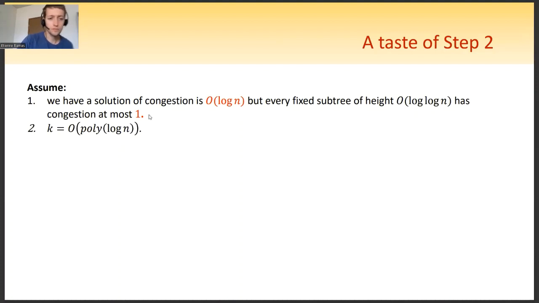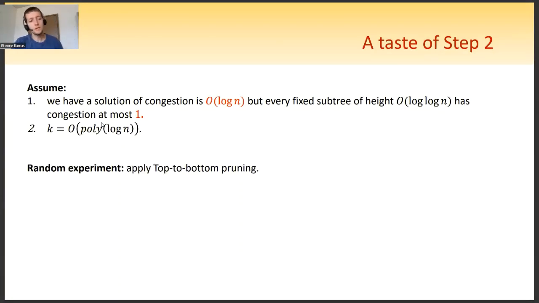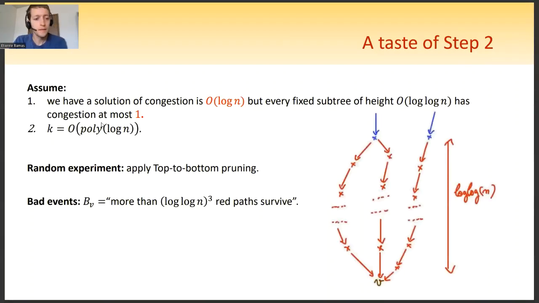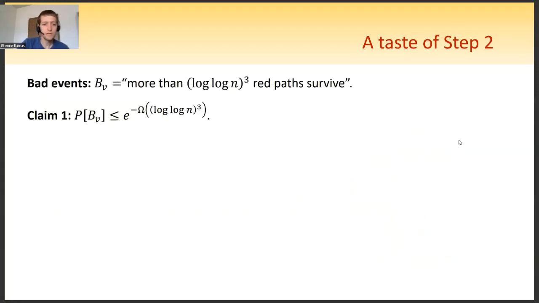And let me also assume that the K degree is polylogarithmic. Then I want to apply Lovász local lemma, so my random experiment will be the top to bottom pruning. And my bad event B_V will be basically that if I look at any vertex V, then more than polylog log n of the paths ending at V survive. And I just limit myself to the last log n steps. Okay? So I claim the following.